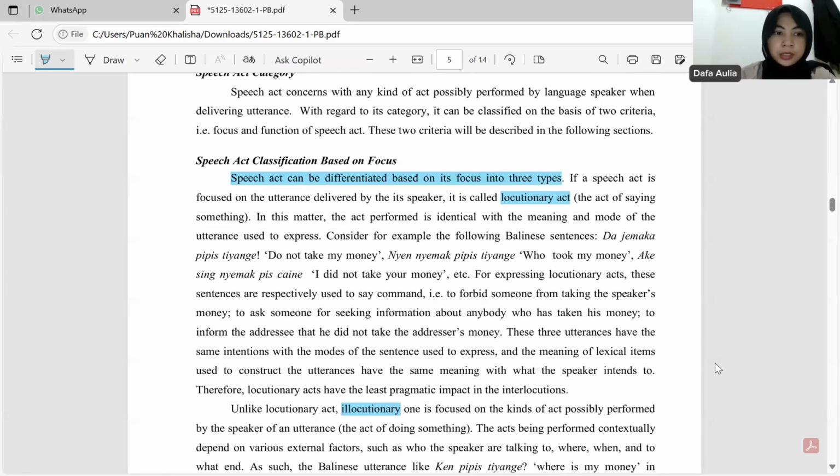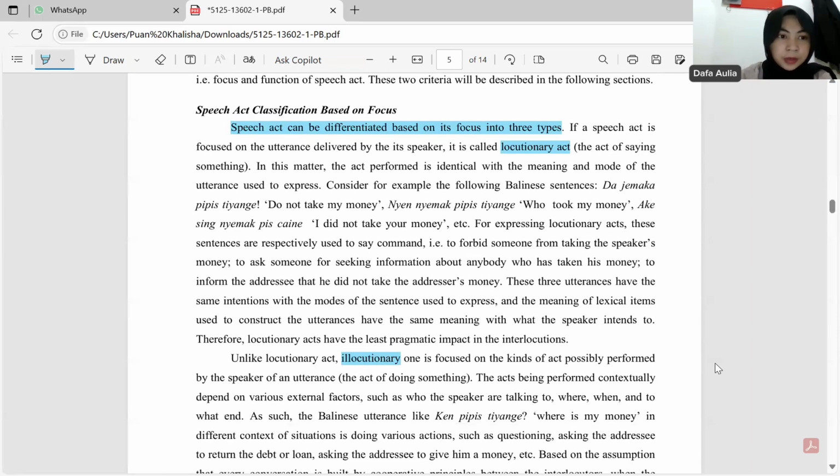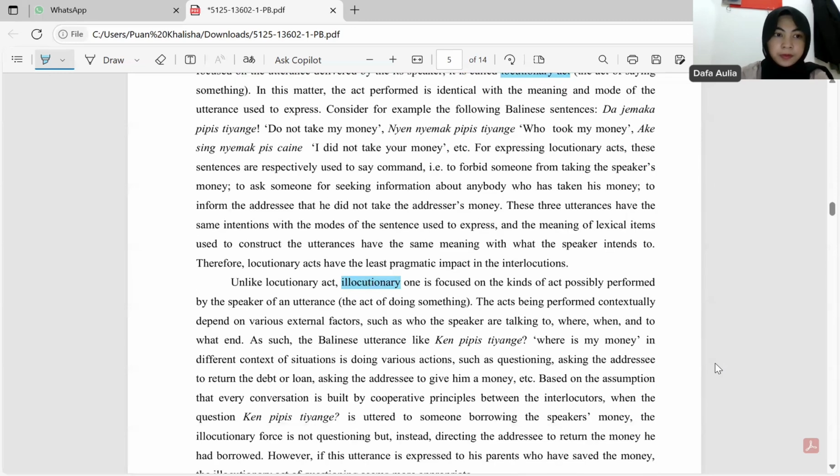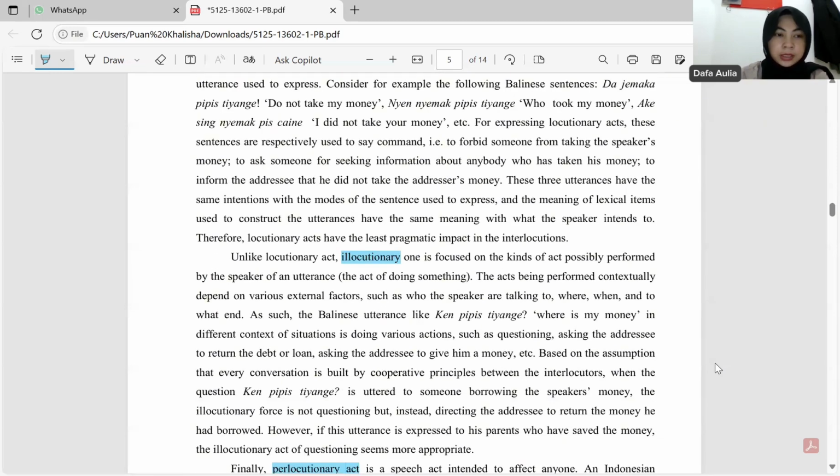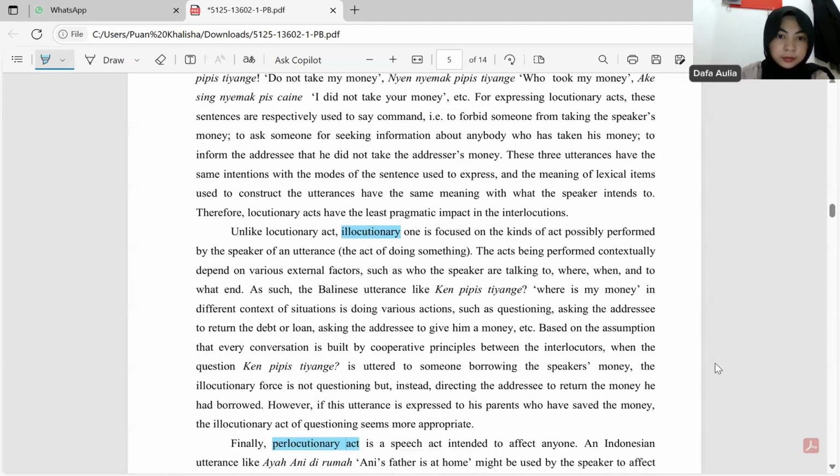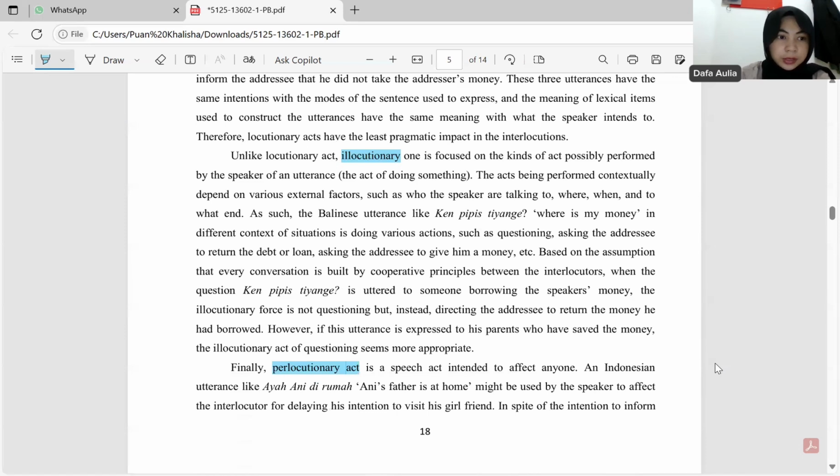The theoretical foundation of this study is based on classic speech theory, particularly from J. L. Austin and John Searle. Austin introduced the idea that when we speak, we do three things. First, we say something. That's the locutionary act. Second, we perform an action with that speech. That's the illocutionary act. And the last one, the third, our speech creates an effect on the listener. That's the perlocutionary act.